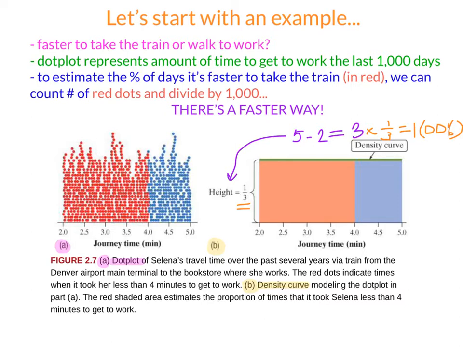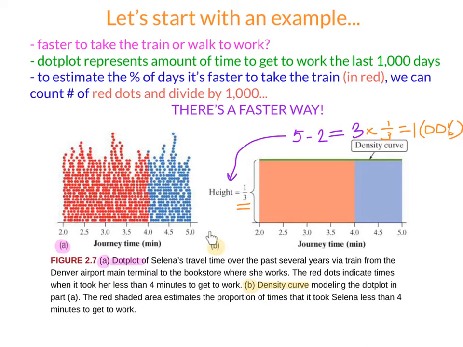So one thing you might be wondering about is, what are the rules of a density curve? If you look, we've got from 2 to 5 minutes, because that was the shortest amount of time and the longest amount of time it took for the train to get there, according to her 1,000 data points. And we still have the 2 to 5 here. We still have the label down here, journey time in minutes, the same.